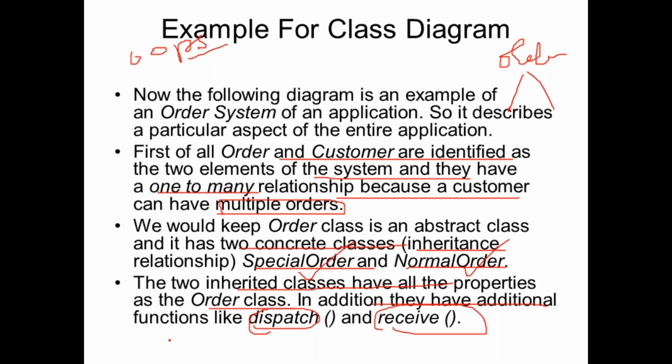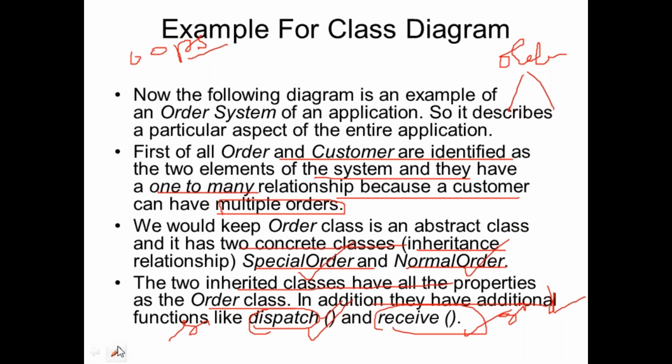In addition, a special order will have dispatch and receive, while a normal order will have only the dispatch. So it may be a gift order, something of that sort, which has dispatch and receive, or an immediate order. The normal order will have only the dispatch.